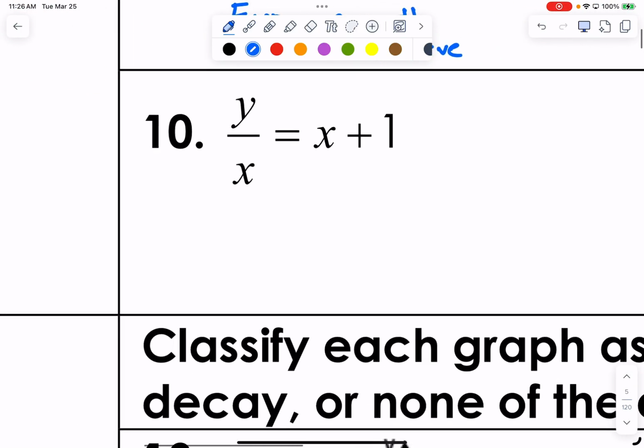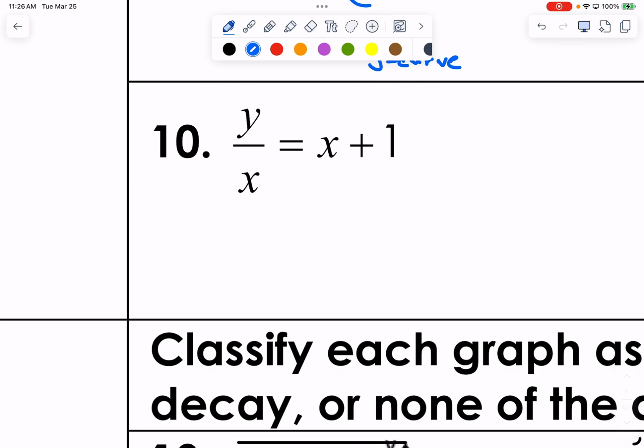All right, number 10. This one's a trick. I'll be impressed if anybody gets it. Aiden, what do you think? Line? Nope. Quadratic. It is quadratic. This one's a trick question. Put a star by it.